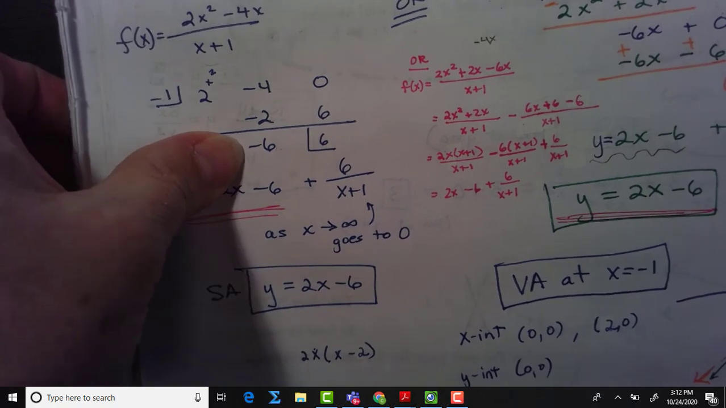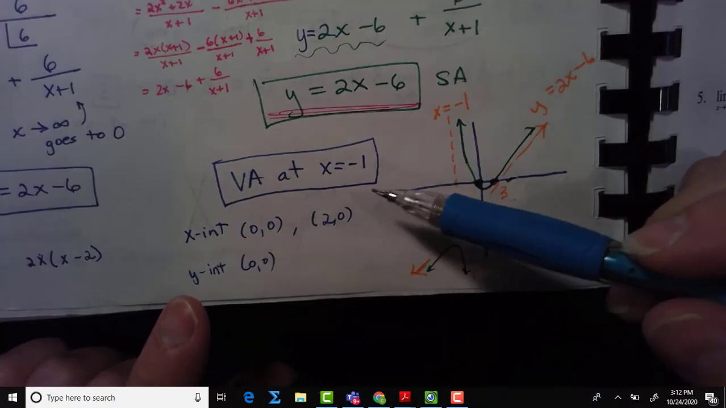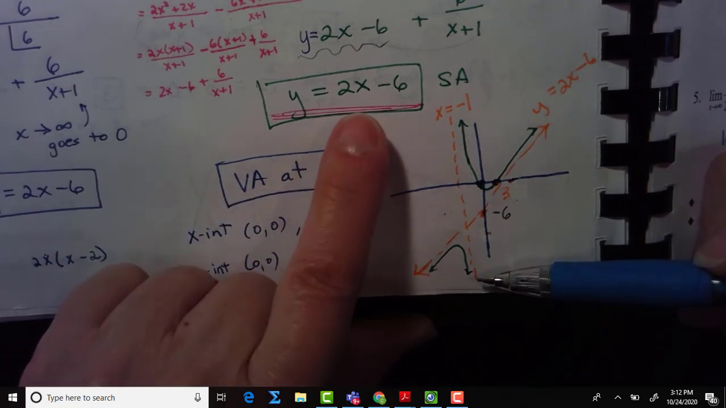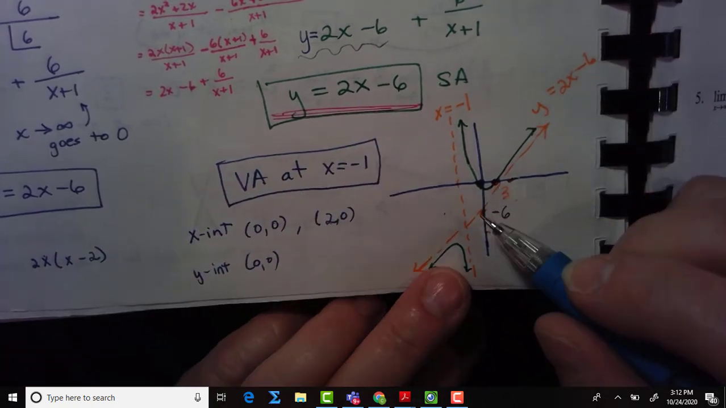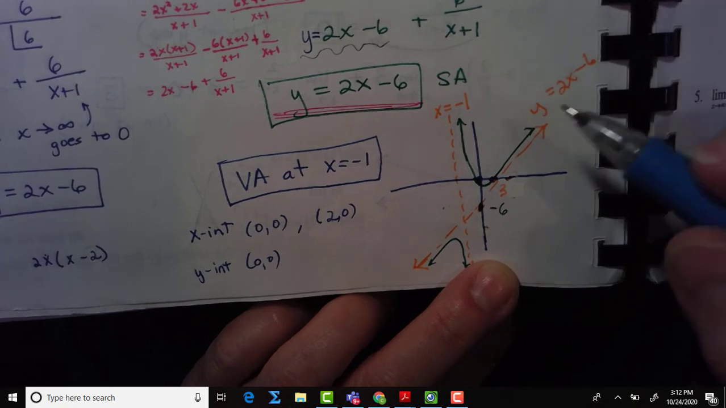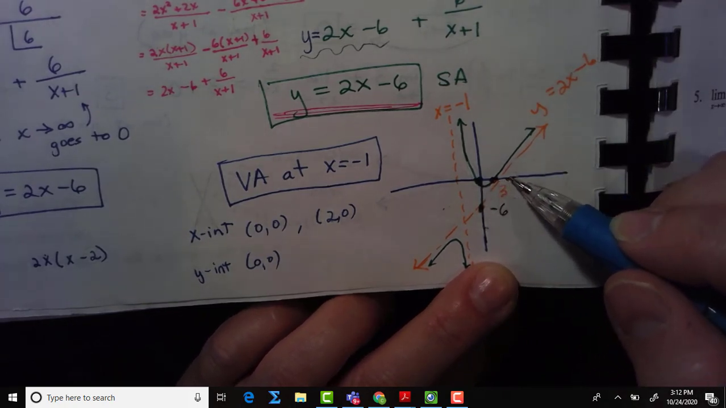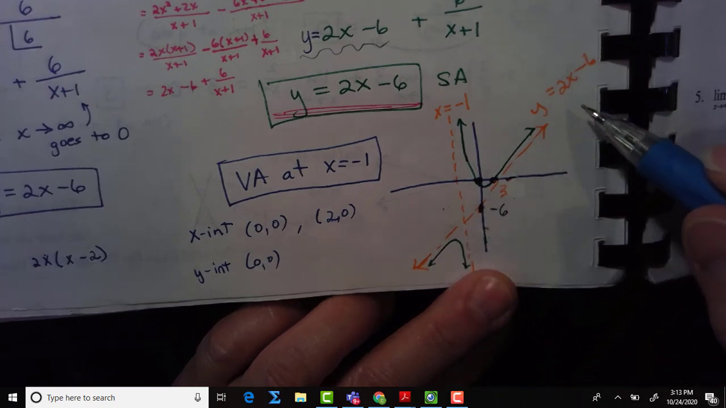Now here's what's neat about this problem. We knew we had a vertical asymptote at x equals negative 1. This slant asymptote is the line 2x minus 6. So I'm going to come down here, negative 6, up to over 1, up to over 1. My line is going to do this.